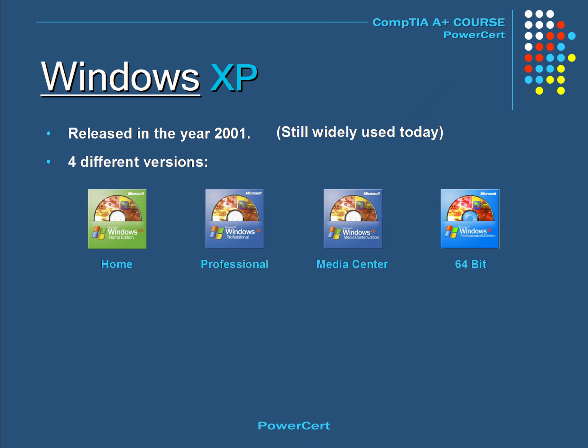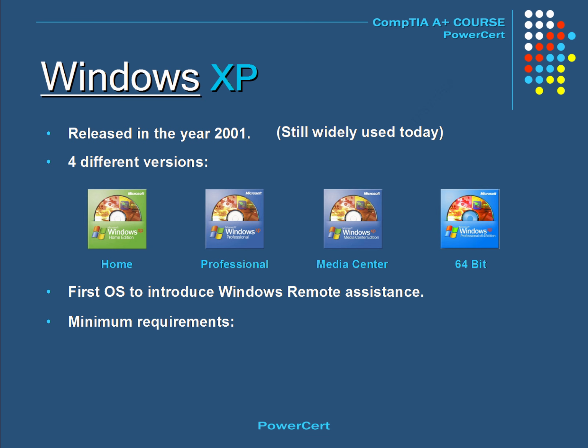It was the first OS to introduce Windows Remote Assistance, which allows you to remotely control another computer over a network or the Internet. The minimum requirements for Windows XP Home and Professional are a 233 MHz processor, 64 megabytes of RAM, and 1.5 gigabytes of hard drive space.